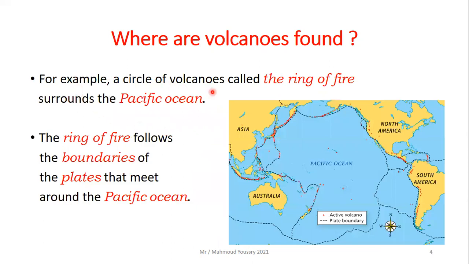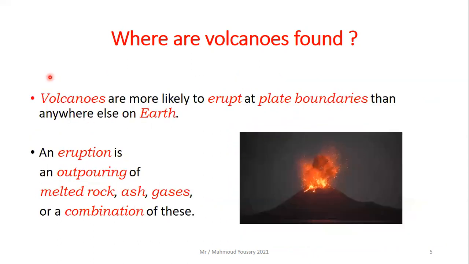For example, a circle of volcanoes called the Ring of Fire surrounds the Pacific Ocean. As you can see, this is the plate lying under the Pacific Ocean. It's called a tectonic plate. On the boundaries of this plate, there is a series of volcanoes known as the Ring of Fire. The Ring of Fire follows the boundaries of the plates that meet around the Pacific Ocean.